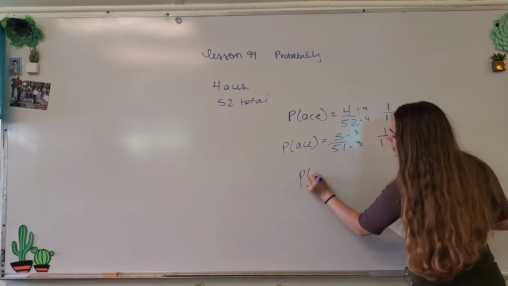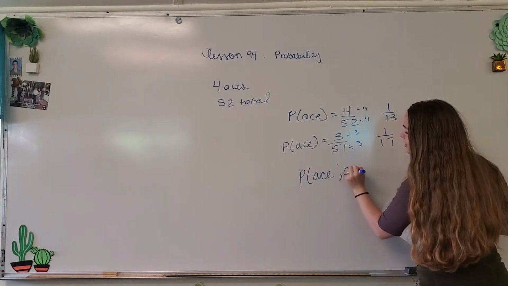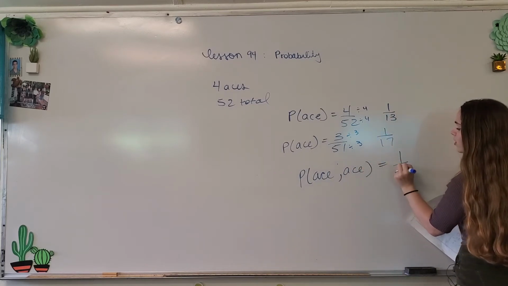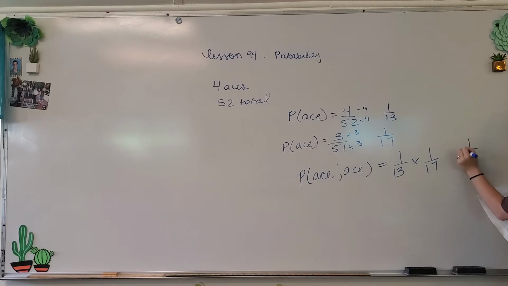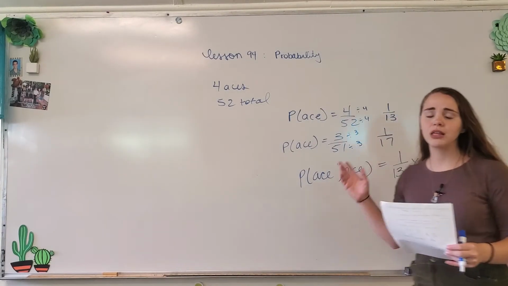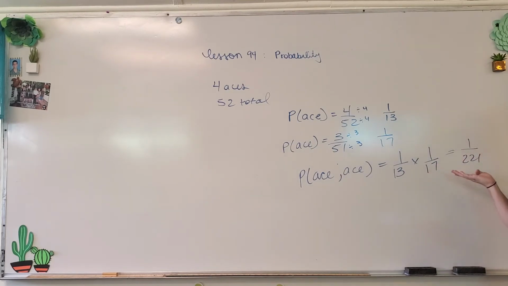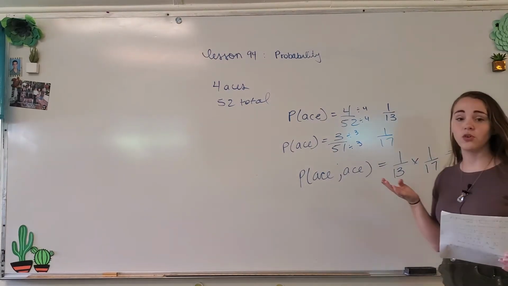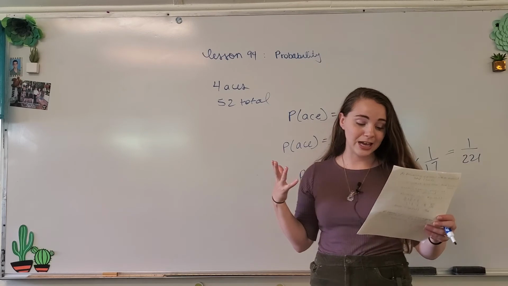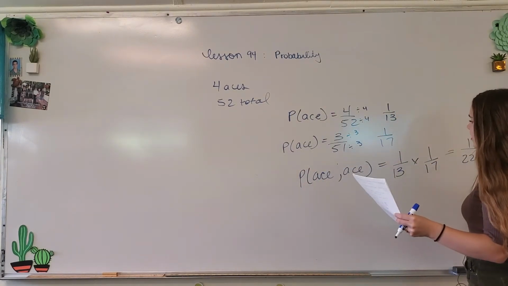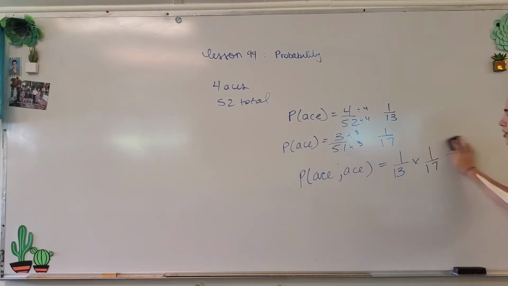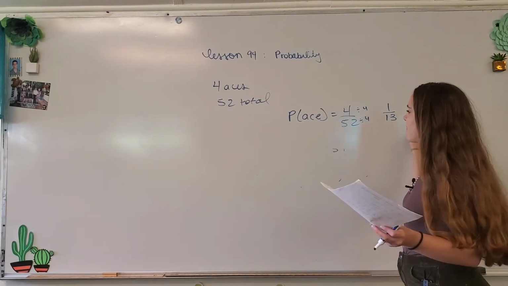And so the probability of getting an ace and then another ace is going to be 1 over 13 times 1 over 17, and you end up with 1 over 221. So don't bet anybody you're going to pull 2 aces in a row, because you're probably not going to. It's a very slim chance. You could even change that to a percent or a decimal by dividing and see how small it is. Okay? So that takes us to where they kind of bring exponents into it.